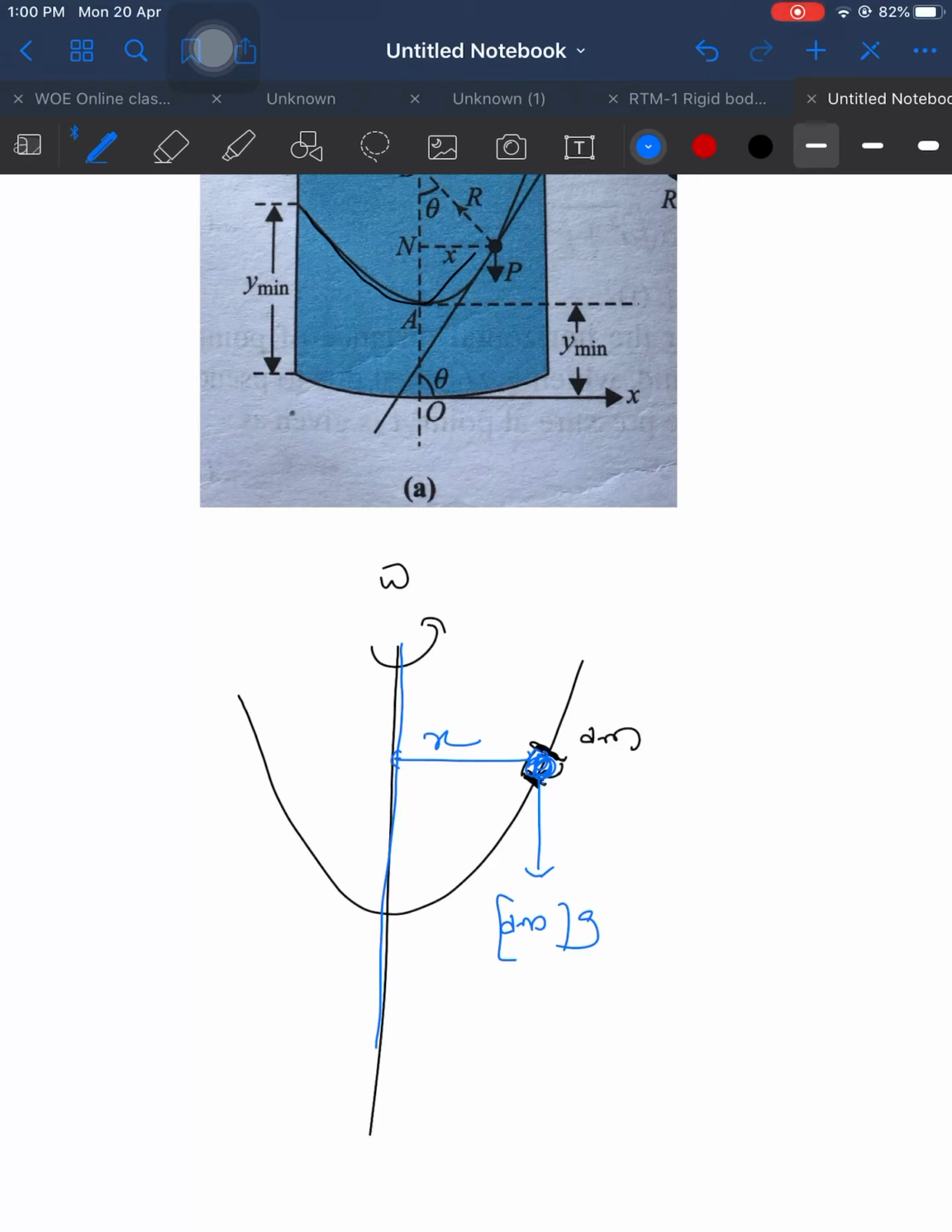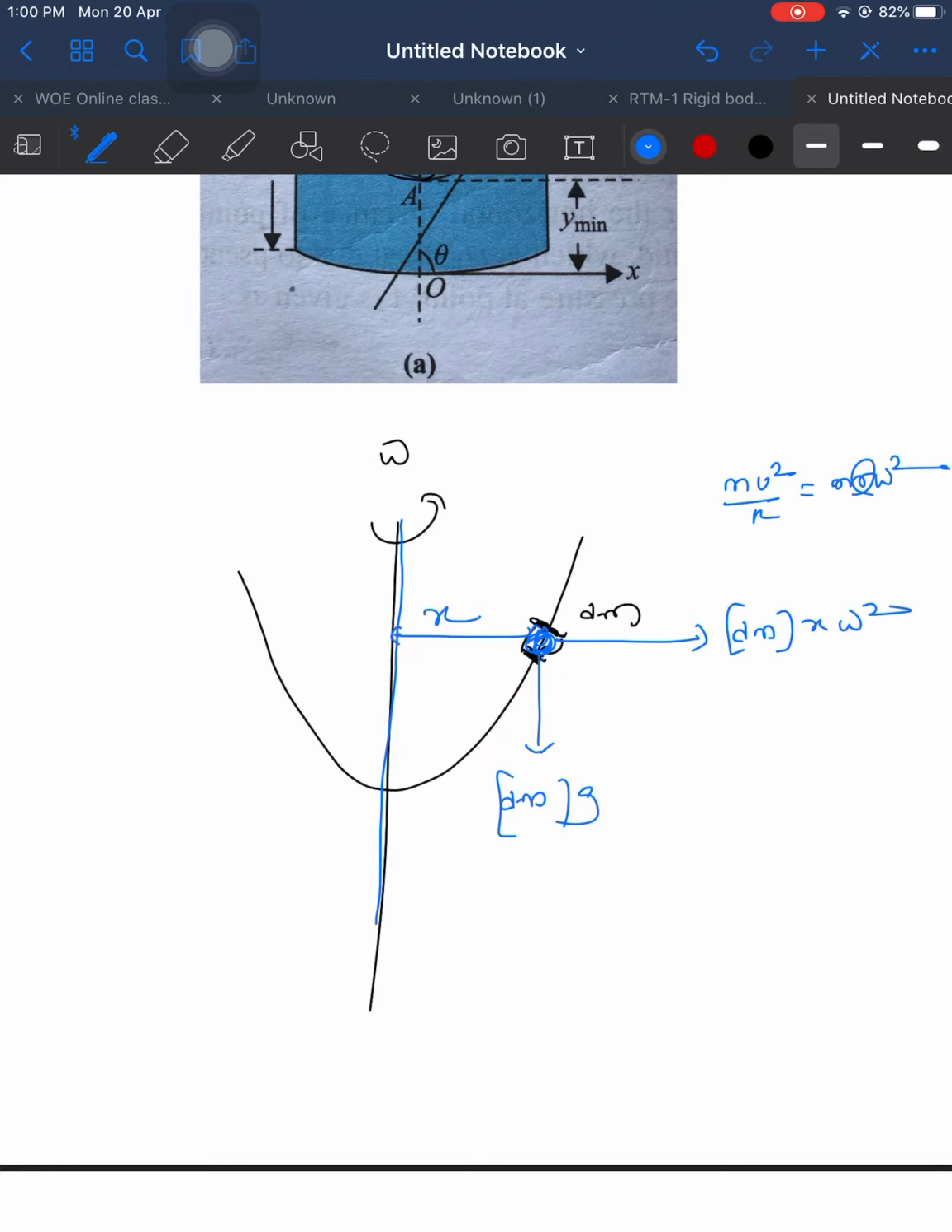There is a centrifugal force that is acting on it. It is equal to dm into, if you remember, mv square by r, which is equal to m r omega square. So dm into r is nothing but x, dm x into omega square. Now if you see carefully, this liquid particle rests on other liquid layer. Because of resting on it, it creates a normal reactive force, say R.